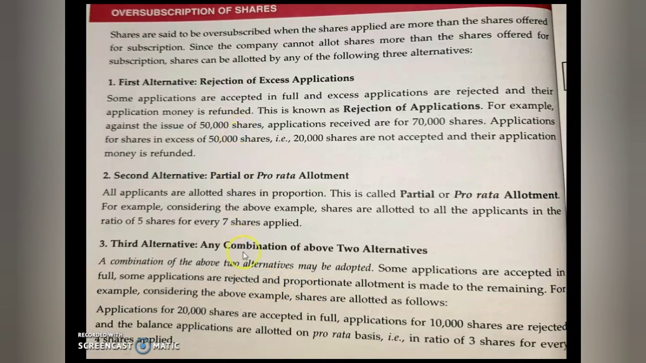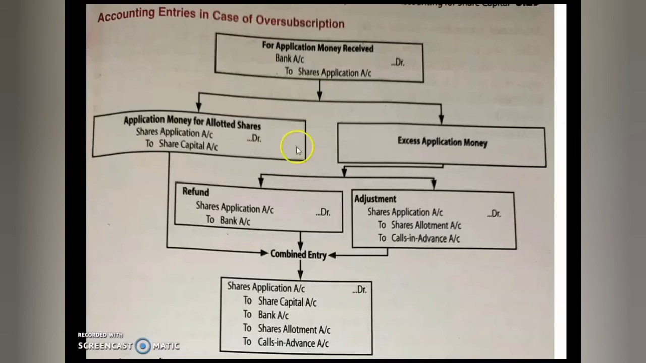So these are the 3 alternatives available. According to that, you have to go for a journal entry. Now look here, accounting entries in case of oversubscription. The first journal entry will be the same, that is bank account debited to share application account. And the second case, application money for allotted shares. When you are allotting the shares, the journal entry will be share application account debited to share capital account.